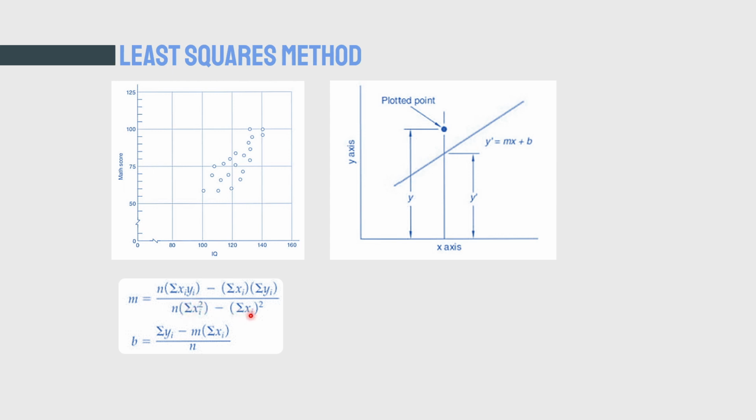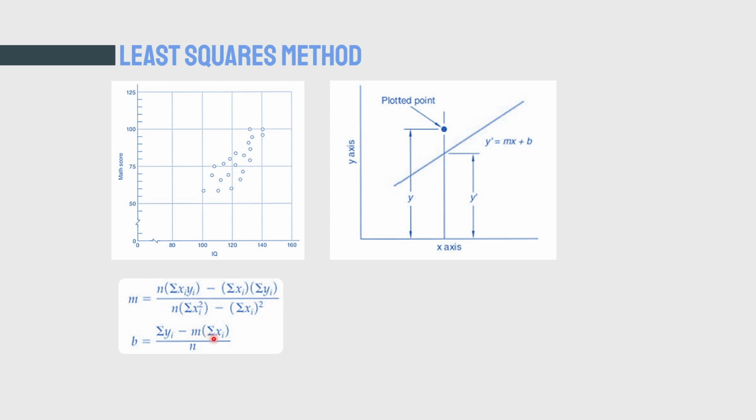Minus the summation of xi: you do the summation of the IQ values first, and when you finish, the summation goes to the power of 2. That's the difference between here and here. For b, it will equal the summation of yi minus m. You already found the value of m from here.